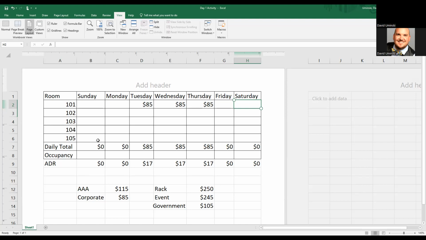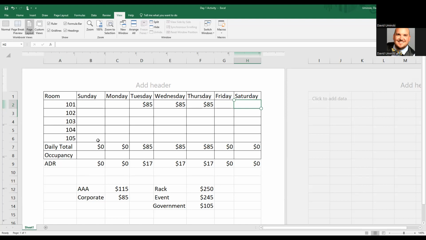Number 10, the corporate rate, checking in Sunday for 3 nights. The corporate rate, checking in Sunday for 3 nights. Number 11, the corporate rate checking in Friday for 2 nights. The corporate rate checking in Friday for 2 nights. Corporate, yep.